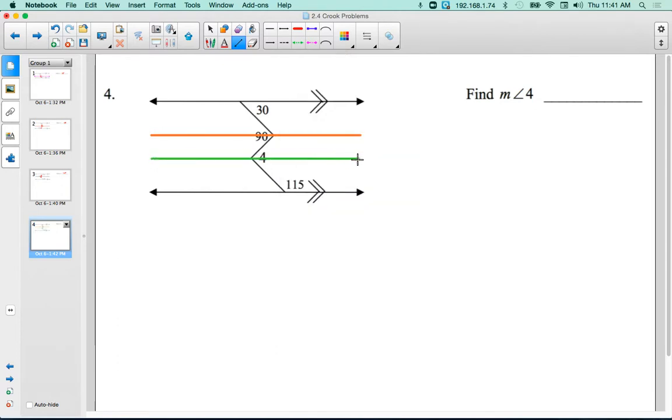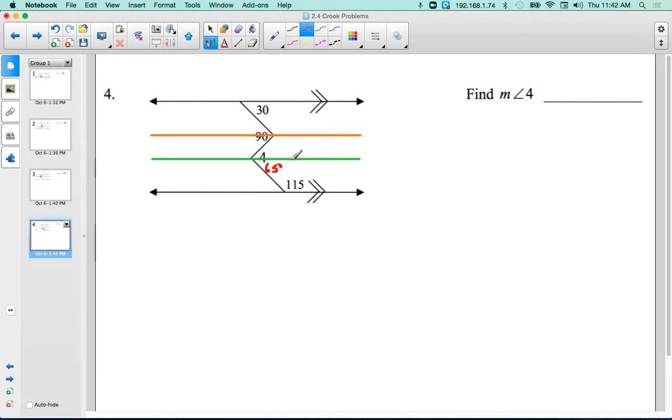Two. All right. Now, the bottom part of angle 4 is pretty straightforward. That's just going to be the supplementary angle that goes with 115, which is going to be 65 degrees. So we got the bottom part. It's the top part of 4 that's going to take a little bit of extra work here.